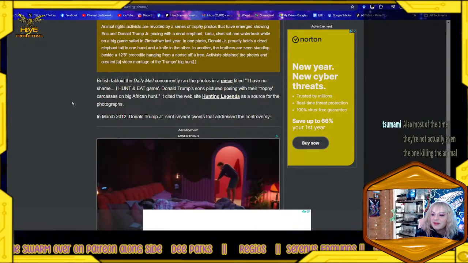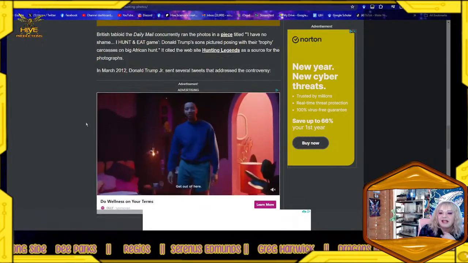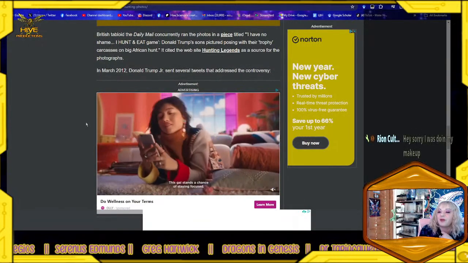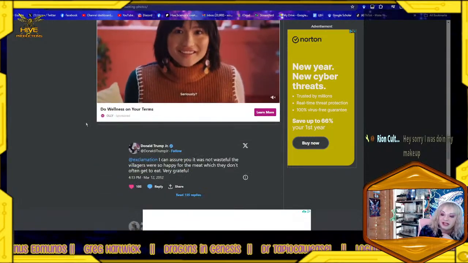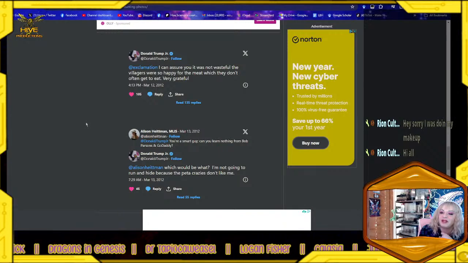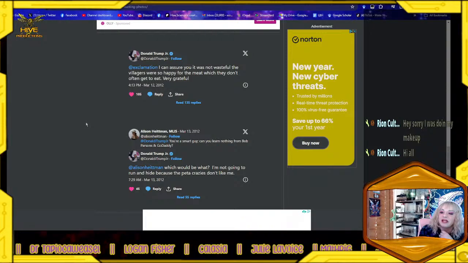It cites the website Hunting Legend as a source for the photographs. In March 2012, Donald Trump Jr. sent several tweets that addressed the controversy. "I assure you it was not wasteful. The villagers were so happy for the meat, which they didn't often get to eat."